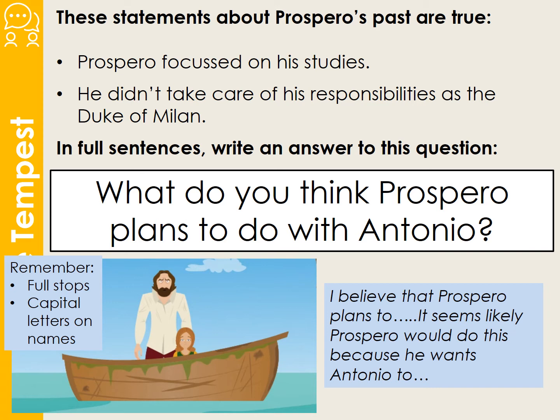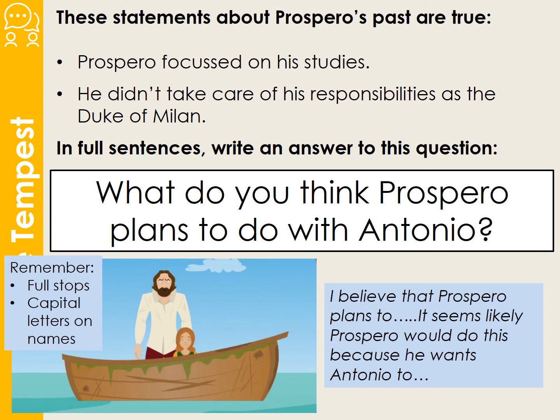Think about how you would feel if your brother had taken over your role and basically got rid of you. Think about how you'd feel. What would you want to do to them? How would you want them to feel knowing that you are still alive when they find that out? What kind of things might you do? Okay, so really think about that. Really put yourself in Prospero's shoes to think about this in more detail.